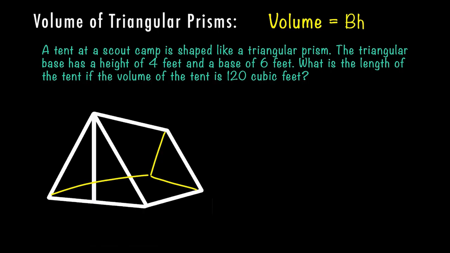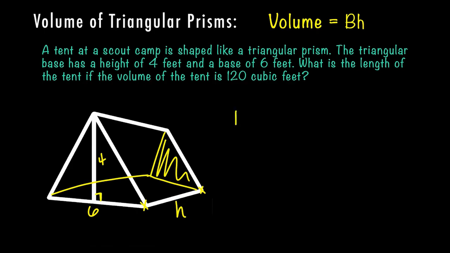So the triangular base has a height, and I can see that my right angle would be here. So the height is 4 feet, and the base is 6 feet. So there's my base and height of the triangle. So they want me to find the length of the tent, which is from this triangle to this triangle. So that is actually the height of my prism, because it is the distance between the two bases, which are both triangles. So now I can go ahead and fill in my equation with what I know.